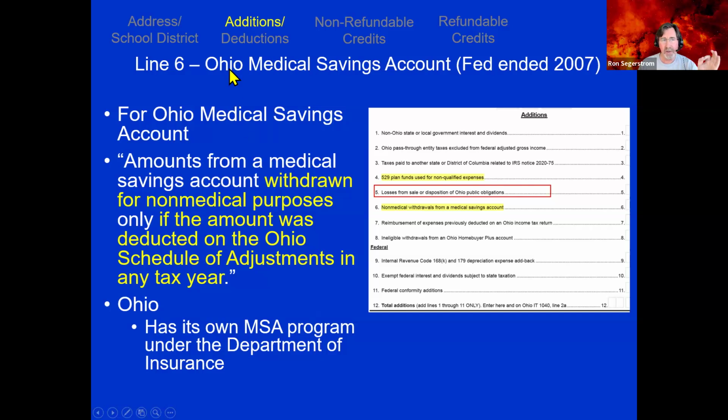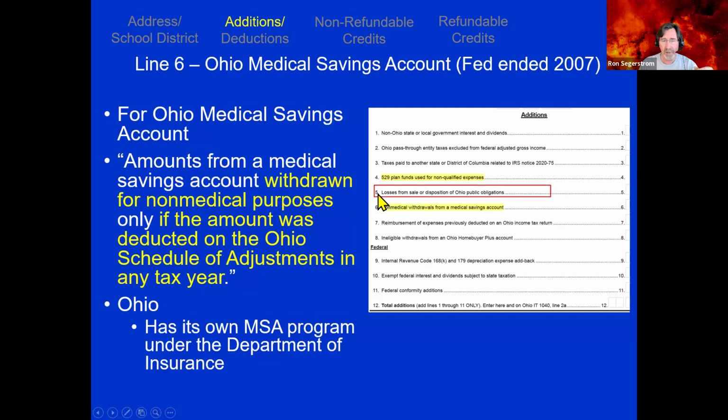And these are really the Ohio medical savings accounts. We used to have medical savings accounts back in the day, but for the federal side, they ended in 2007. Ohio has its own MSA program under the Department of Insurance for Ohio.